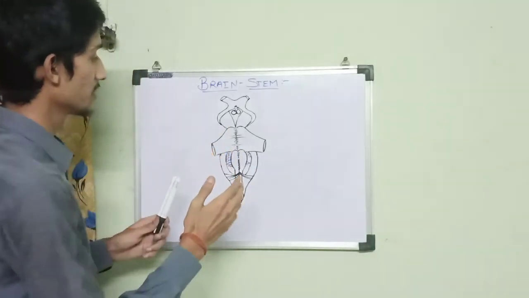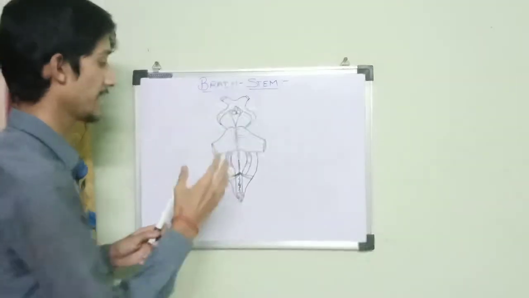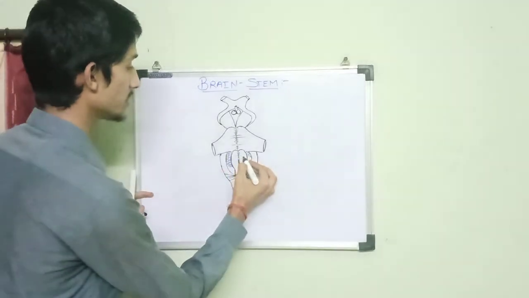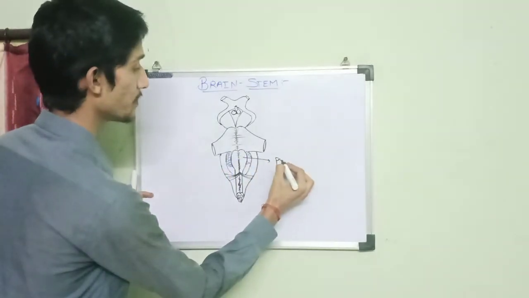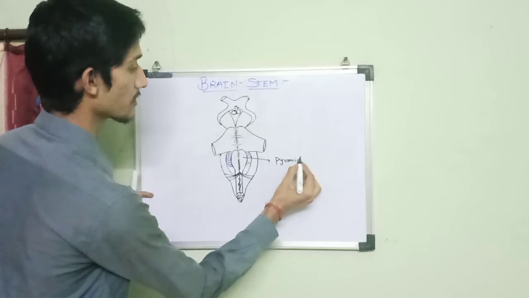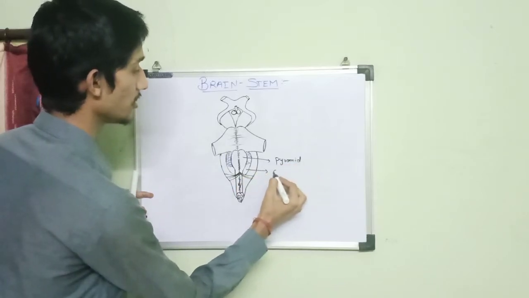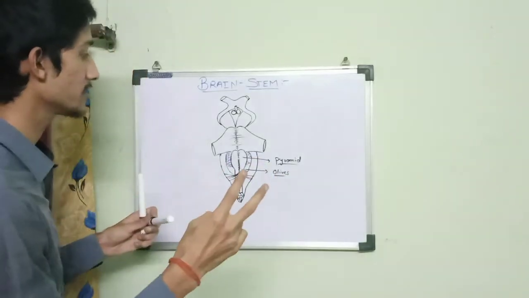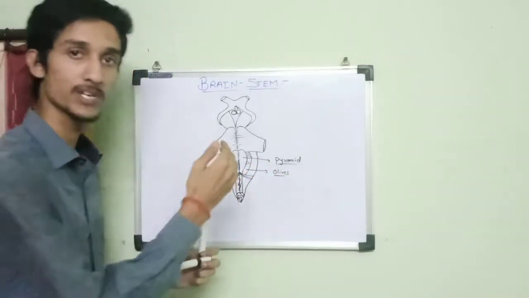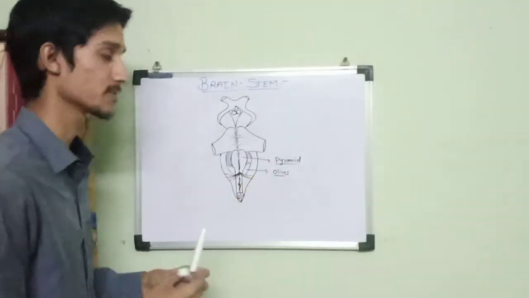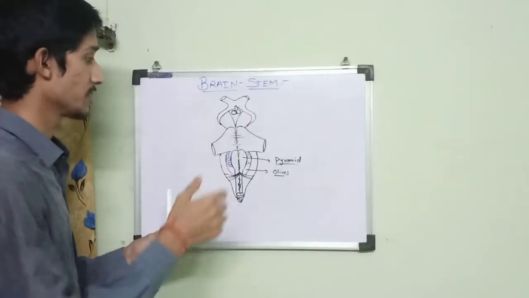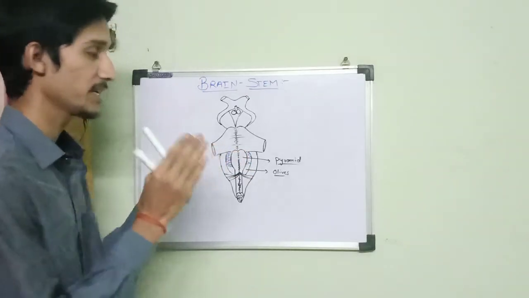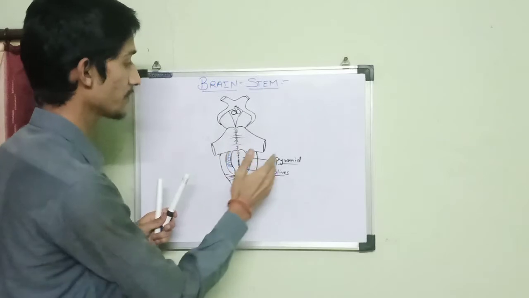And similarly, we can see two bulgings. Anteriorly, the bulging is known as pyramids, and the lateral bulging is known as olive. So within the medulla oblongata, we see two pyramids, two bulgings. The anterior bulging is known as pyramid, and the lateral bulging is known as olives. There is a sulcus between the pyramid and the olive. Olive are present laterally, and pyramid is centrally.